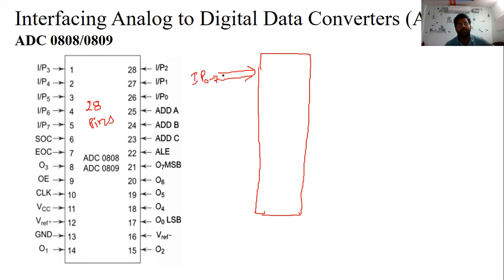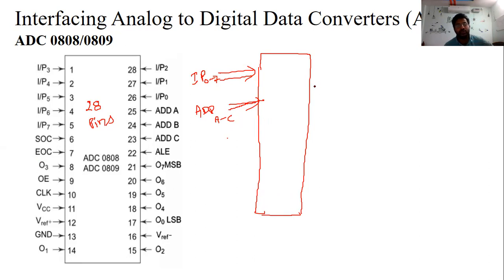IP0 to the 7 are input lines. So what are the other input lines? ADD A to C are input lines. Again, you can see this 7 and 8 and the 3. Okay, 11 lines are over.